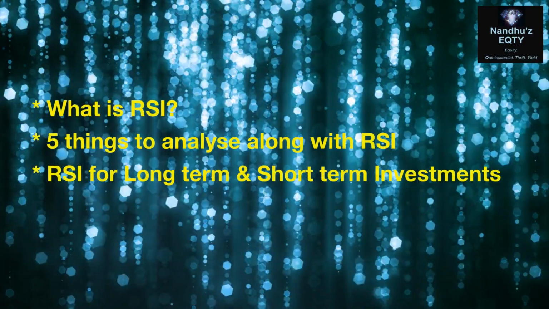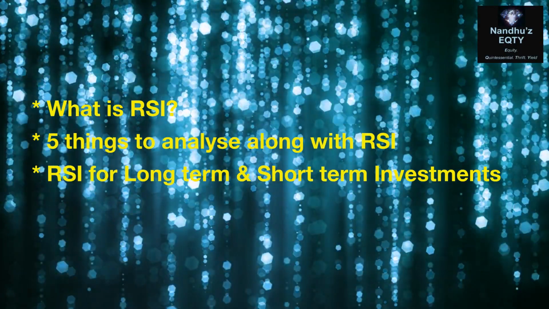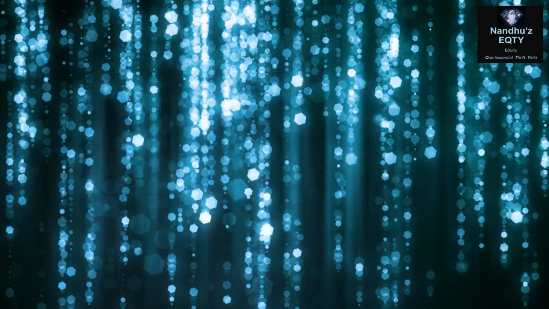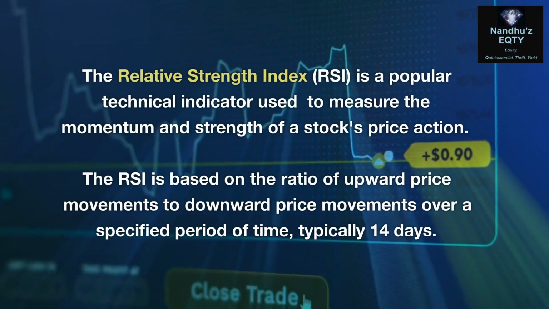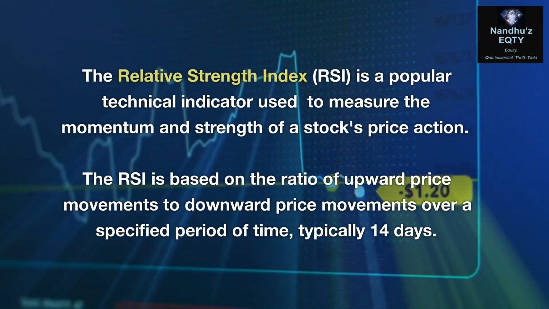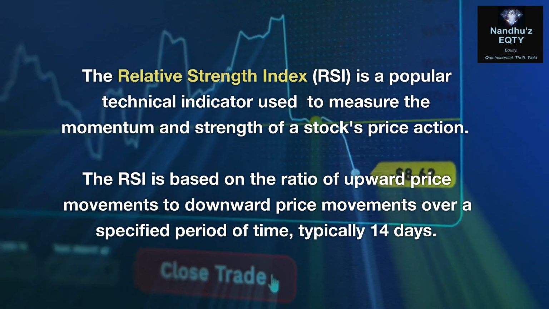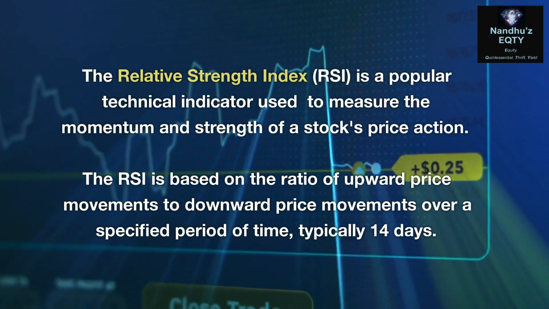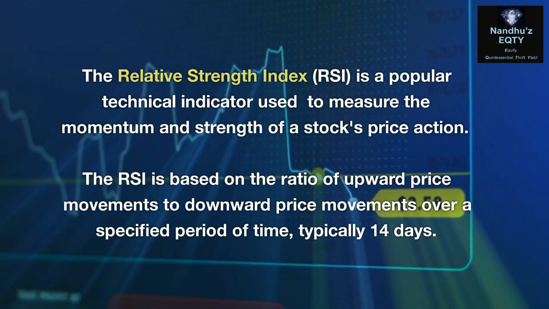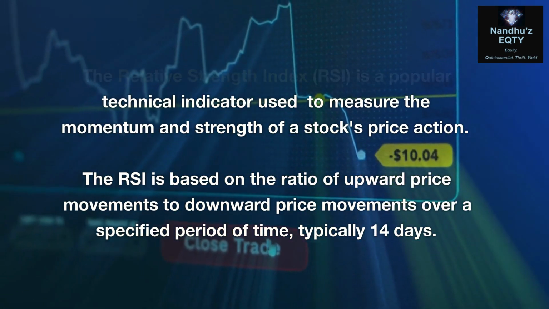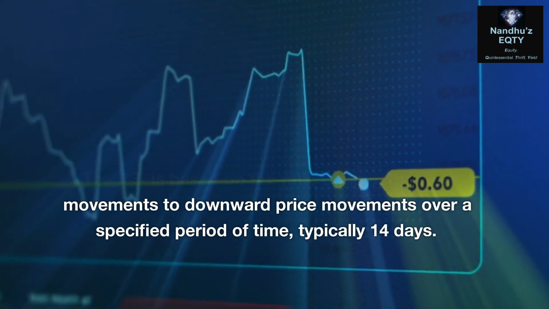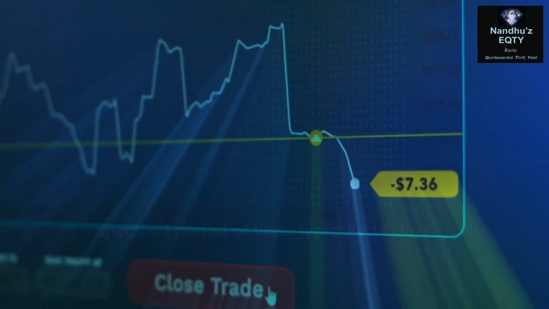Today we are going to see what is RSI, 5 things to analyze along with RSI, and RSI for long-term to short-term investments. Relative Strength Index is a popular technical indicator used to measure the momentum and strength of a stock's price action. It's based on the ratio of upward price movements to downward price movements over a specified period of time, typically 14 days.